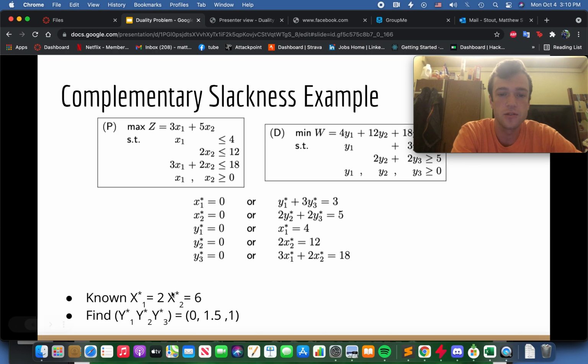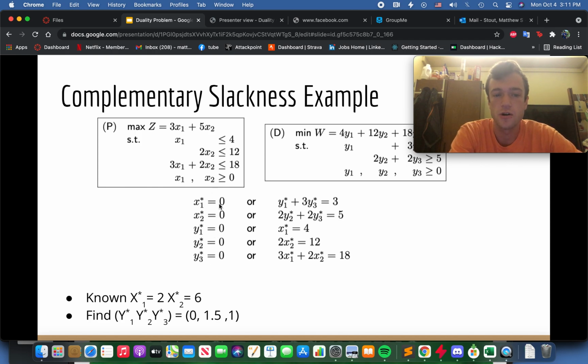Since we know x1 star equals 2, we know from this that y1 star has to equal 0 because x star 1 does not equal 4. Looking at the next one, x star 2 equals 12. That is true, so y star 2 does not have to equal 0. And then looking at the next one, 3x1, which would be 6, plus 2x2, which would be 12, equals 18. So both these constraints are bound, so y star 3 does not have to equal 0.